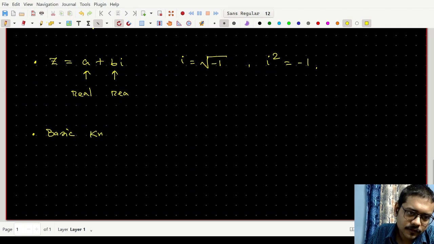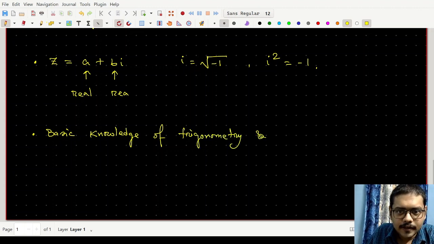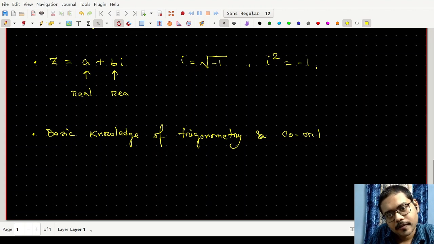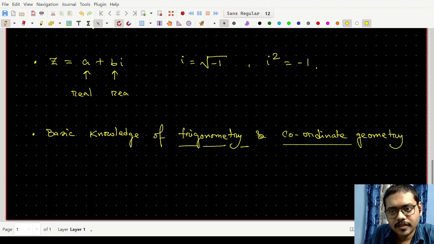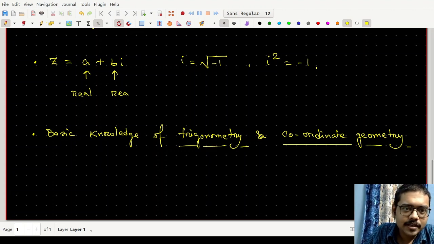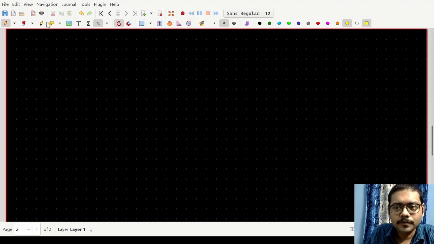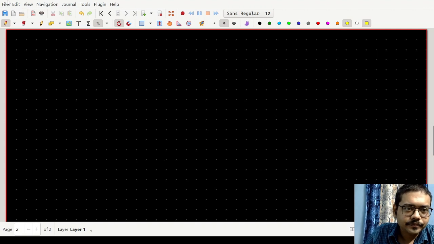Basic knowledge of trigonometry and coordinate geometry. Now, assuming the basic knowledge of trigonometry and coordinate geometry and a little bit of familiarity with the complex numbers of this form, I will move on to the modulus argument form.